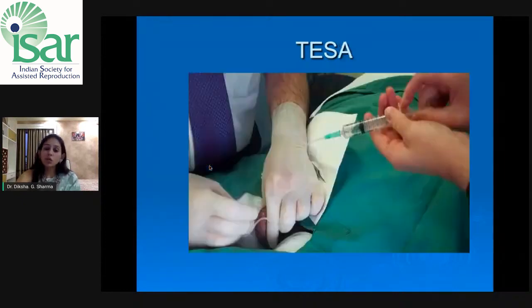TISA is done with a butterfly needle, and we stabilize the testis. We introduce the butterfly needle in the testis. It's a blind procedure. The negative pressure is created with a syringe. Repeatedly, the testis is punctured with the butterfly needle, and then the tubules which come by the negative pressure in the syringe are then flushed into the sperm medium.